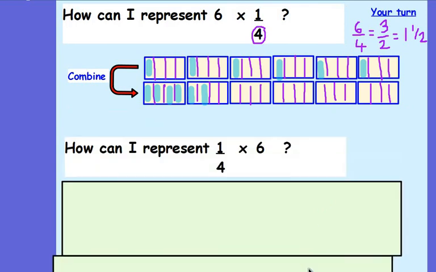For the second question, I asked you to do 1 quarter times 6. What do you notice about the first and second questions? They're exactly the same. 6 times a quarter is exactly the same as having 1 quarter times 6. So the answer is exactly the same. Well done if you spotted that.